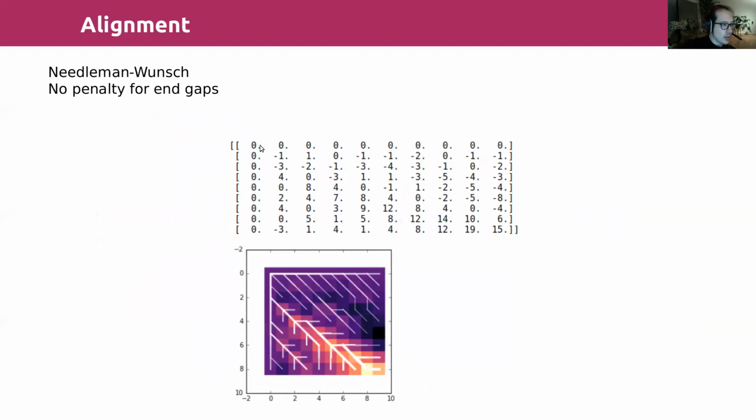There's also another trick, which is to populate the first column and row with zeros instead of n gaps. And this has the result of not penalizing for n gaps. And in certain situations, this can be advantageous.